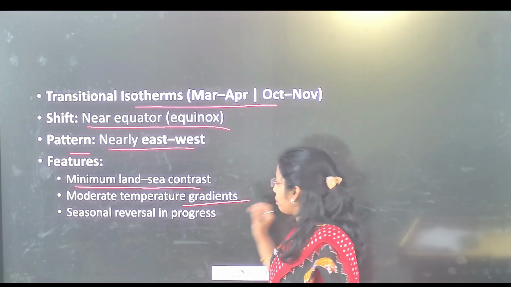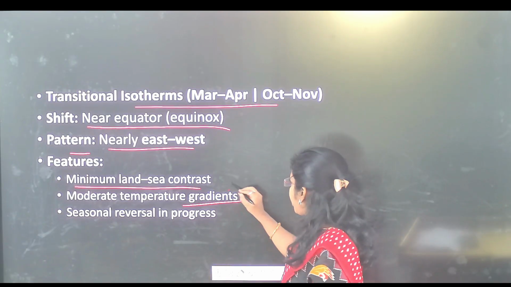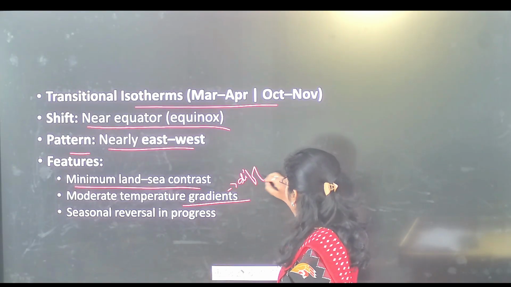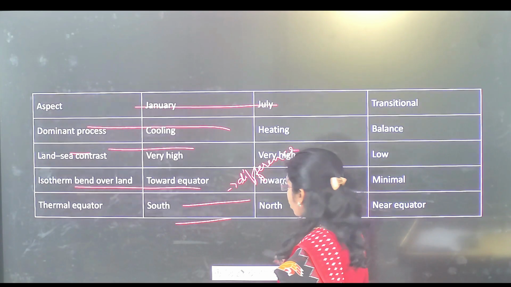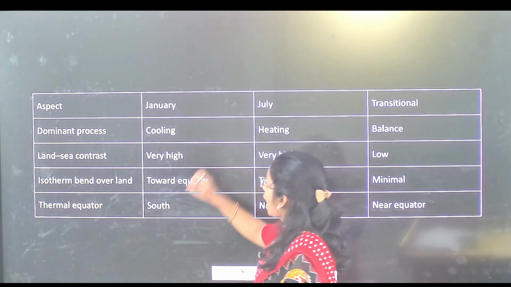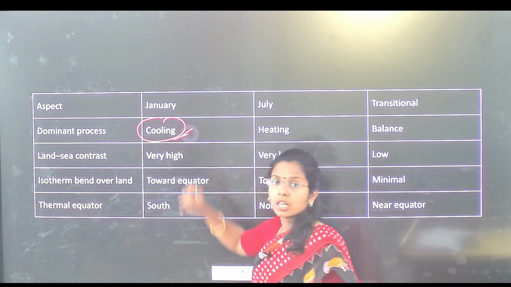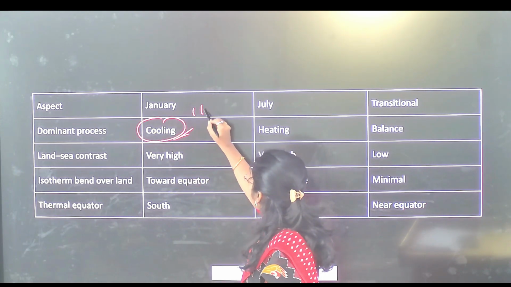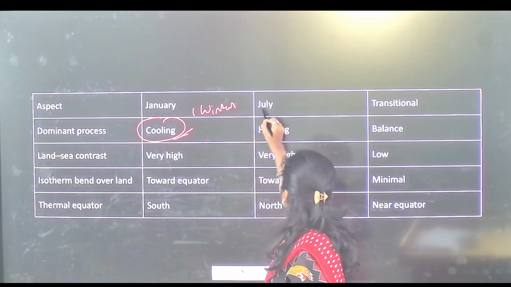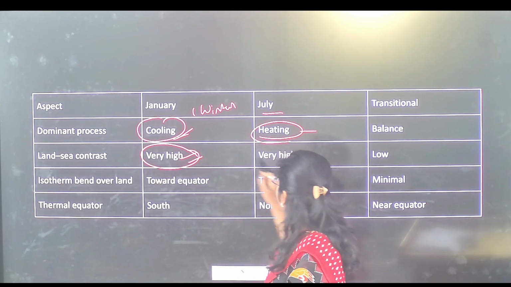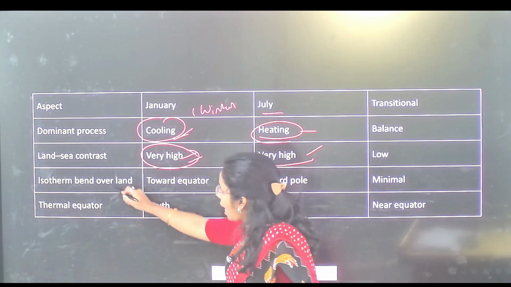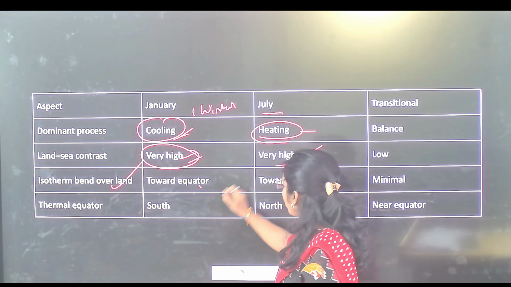Here moderate temperature gradients; gradient means difference. Seasonal reversal in progress. Next, January: dominant process is cooling. January you can easily remember because it is winter. July: heating. Land-sea contrast is very high. Here also very high. Isotherms bend over land towards the equator.